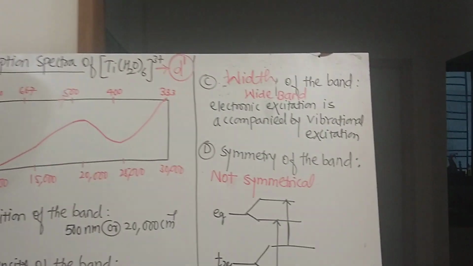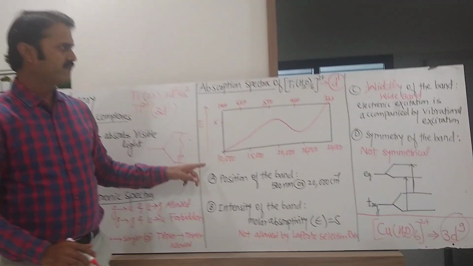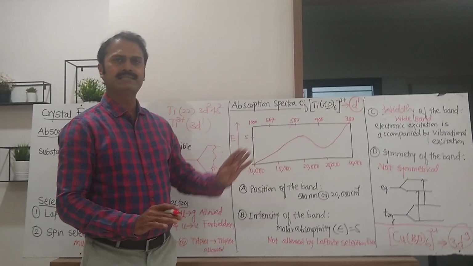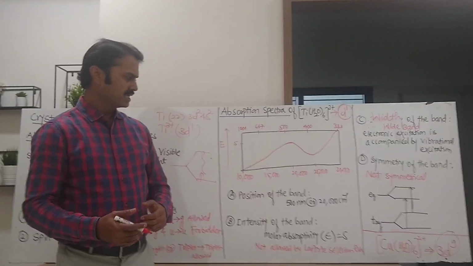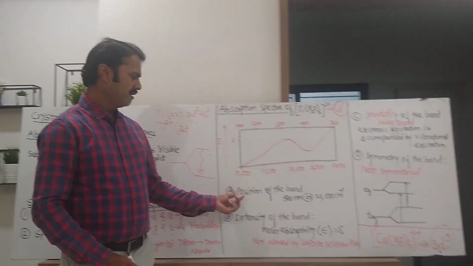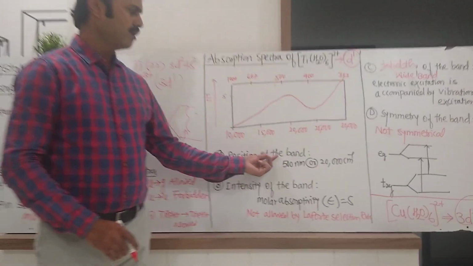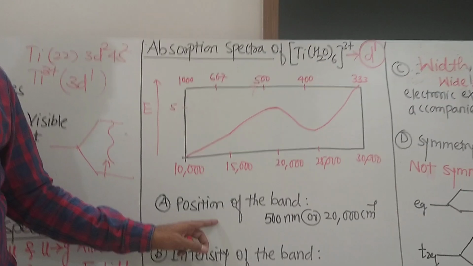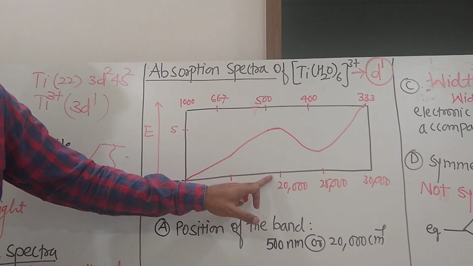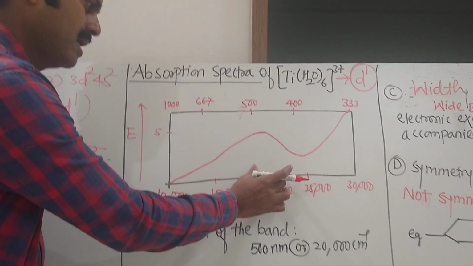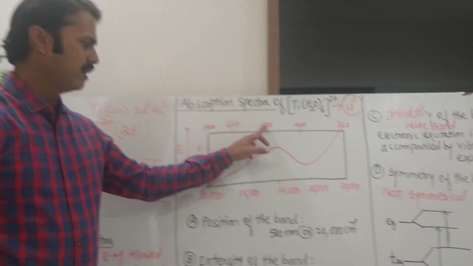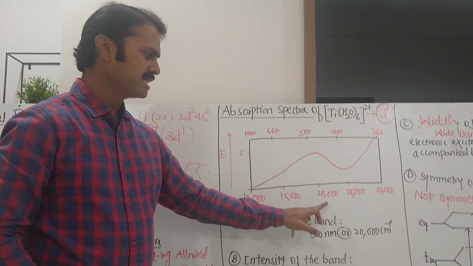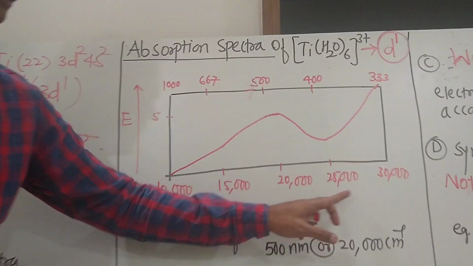Width of the band. So the absorption spectra of [Ti(H2O)6]3+ can be discussed in these four portions. Let us discuss one by one. The first point is position of the band. From this spectra, we can see that the absorption band occurs at 500 nanometer, or in terms of frequency, it is 20,000 centimeter inverse.